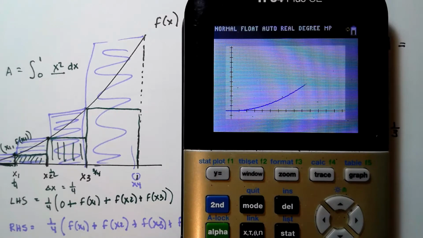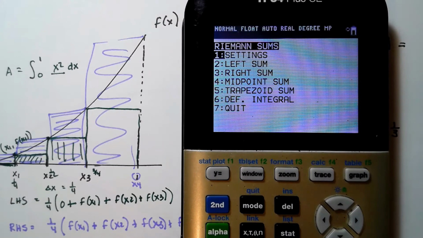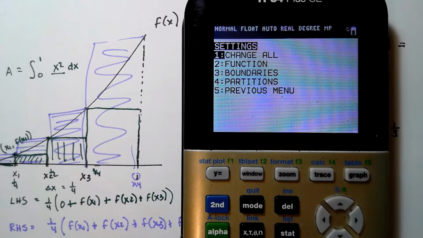Okay, press enter, and the curve will graph, and if you press enter again, it's going to ask, do you want a left sum? Okay, let's do a left sum.